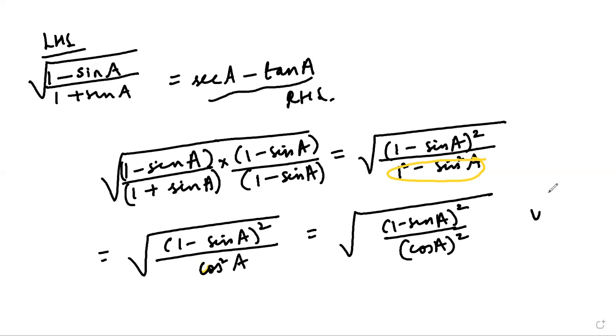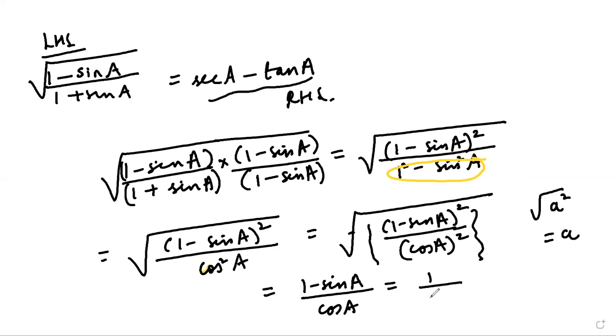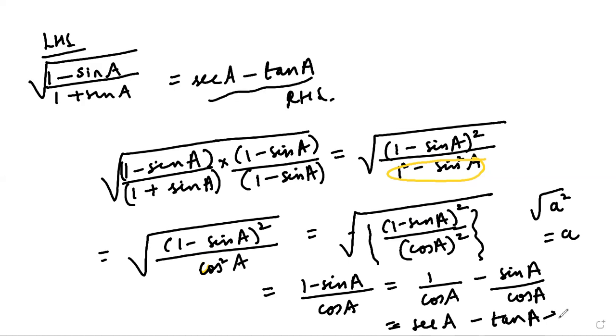So, we know the root of A square is A, isn't it? So numerator, denominator, both we have the roots, right? So what do we do? We take it out of the root, square and root. It becomes 1 minus sin A upon cos A. Now separate them out, 1 by cos A minus sin A by cos A. What is 1 by cos A? Secant A, isn't it? Reciprocal of cos is secant. And what is sin A by cos A? It is tan A. And that is nothing but my RHS, and hence proved.